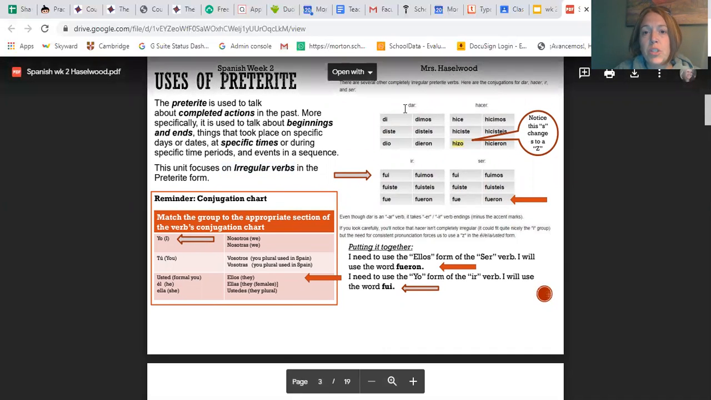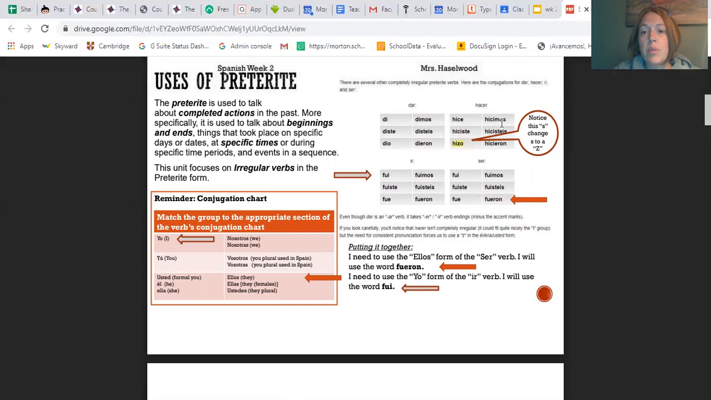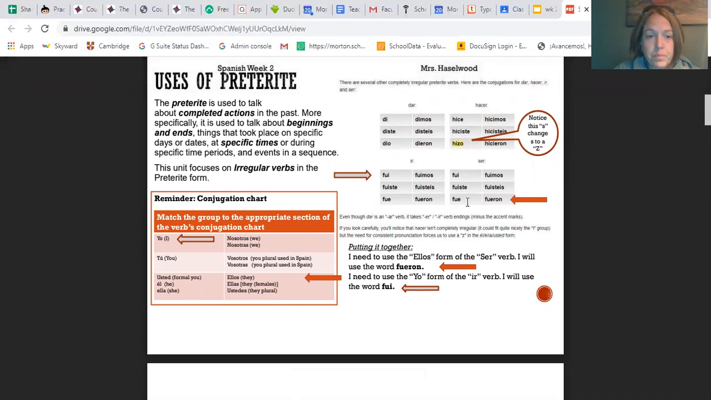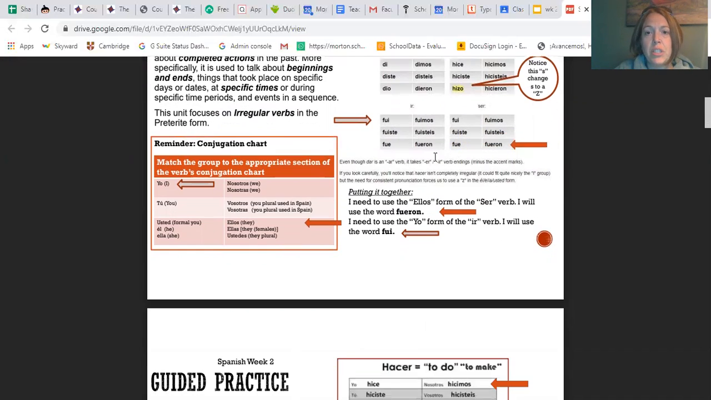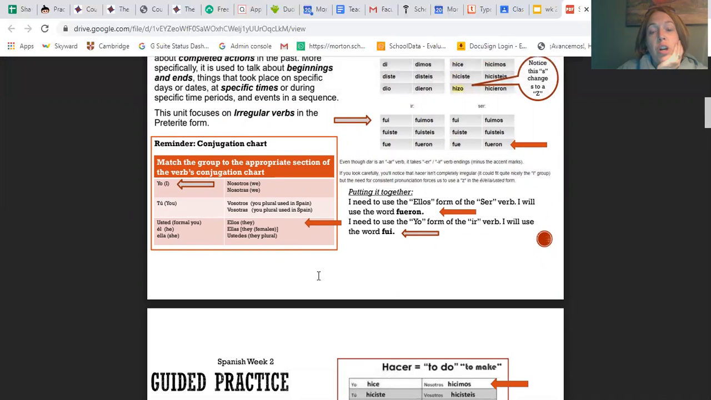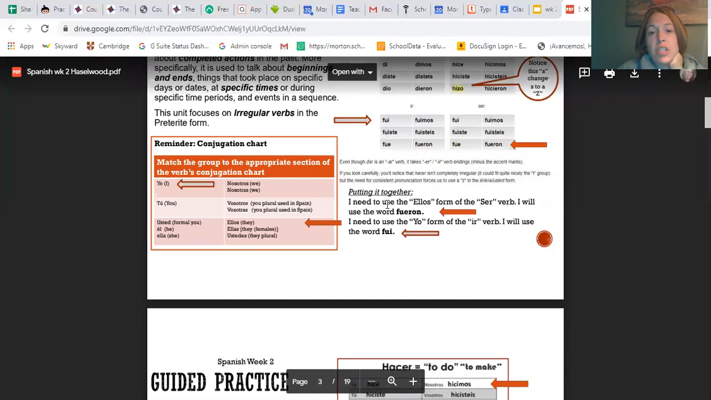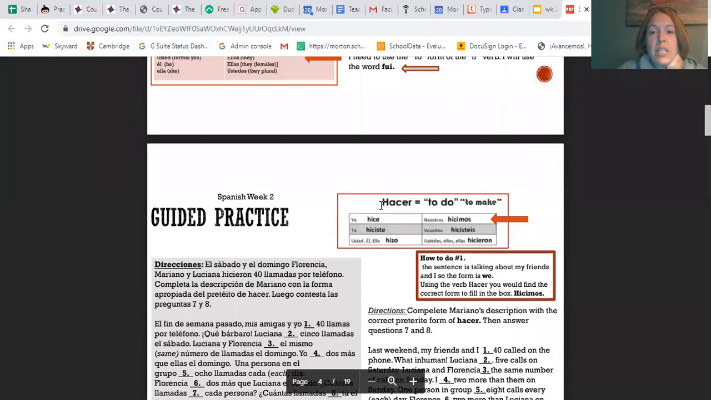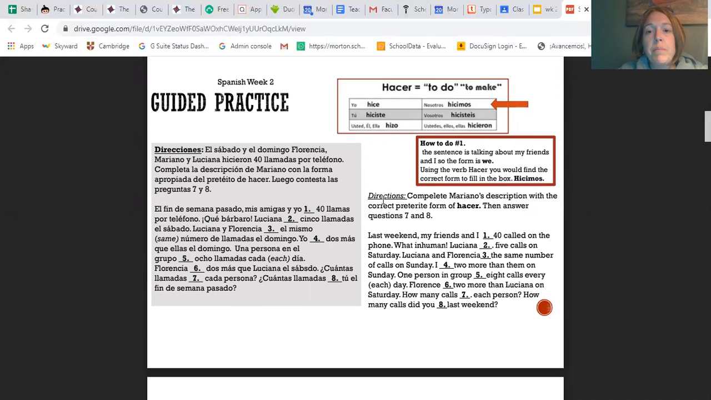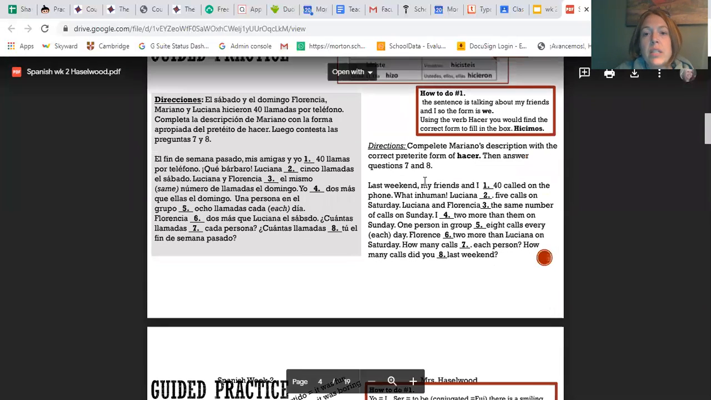If you look, there's a chart of hacer, and notice a couple of the changes in the conjugation, ir and ser, some changes in the conjugation. And a quick refresher, you've got the locations in the chart that matches up with the conjugations. You can go through some of those examples. Scrolling down a little bit farther, it asks you to practice it. And it's got some directions.